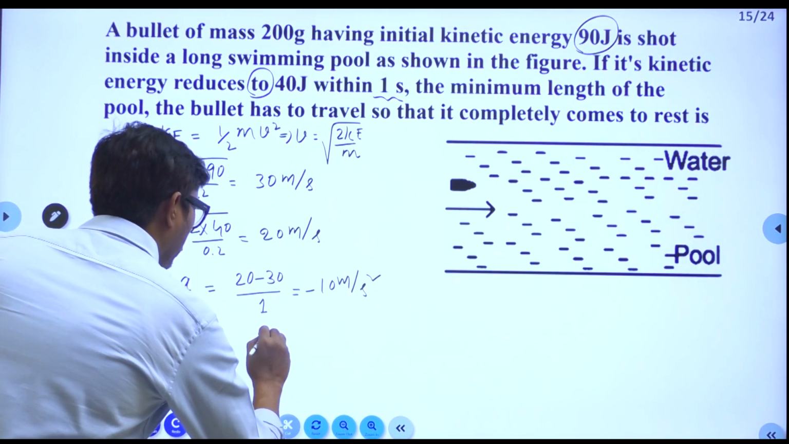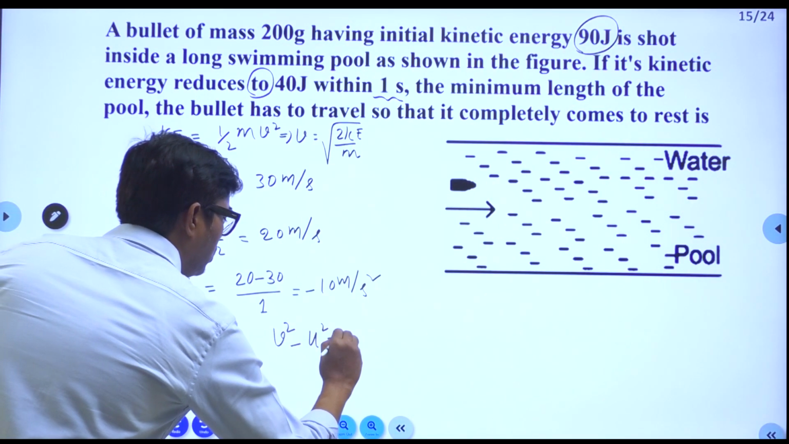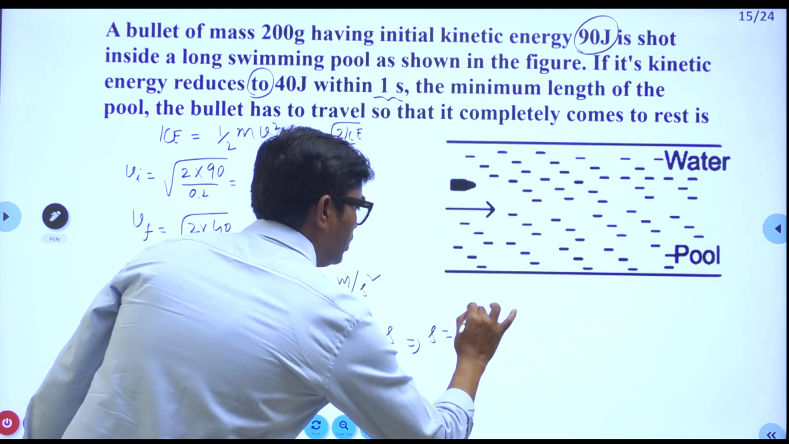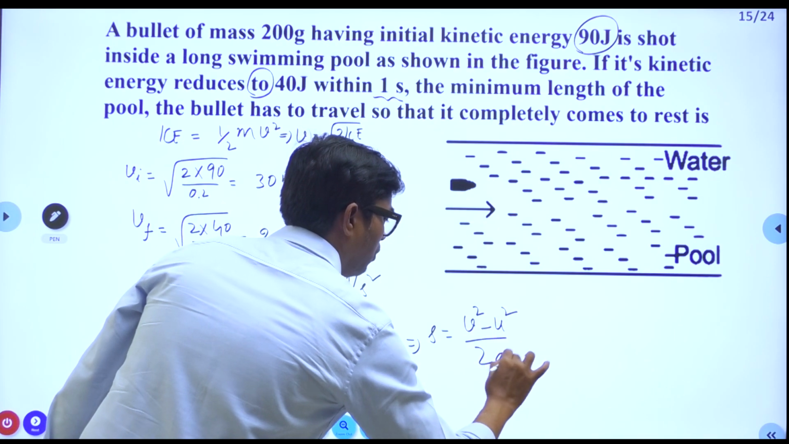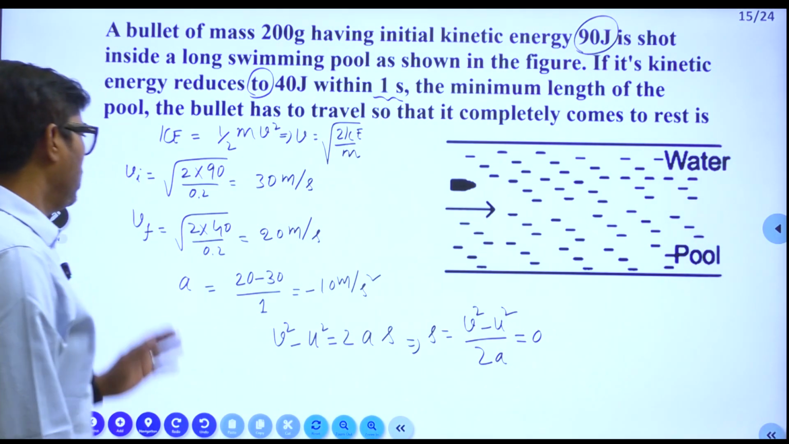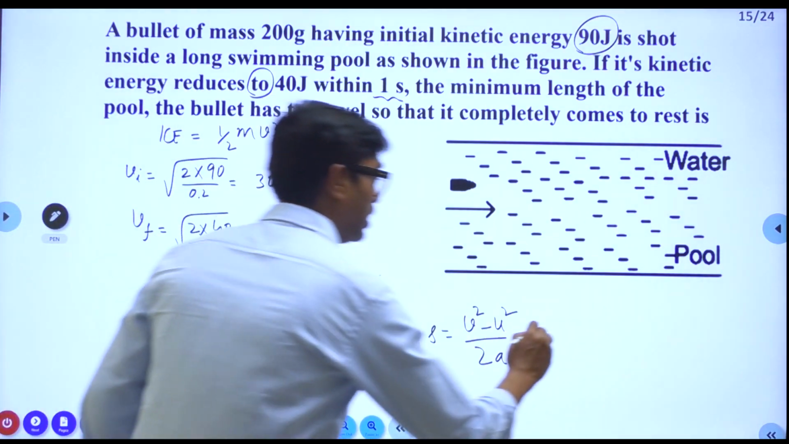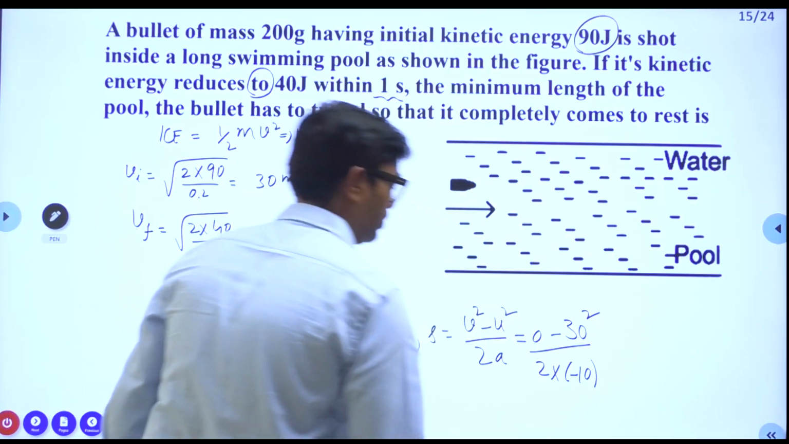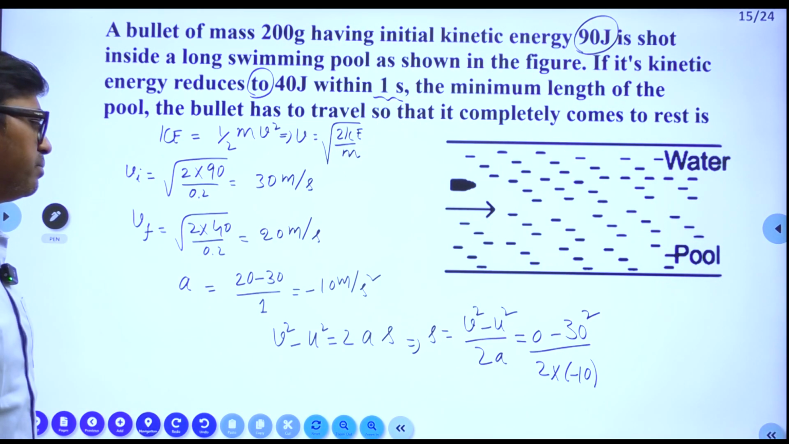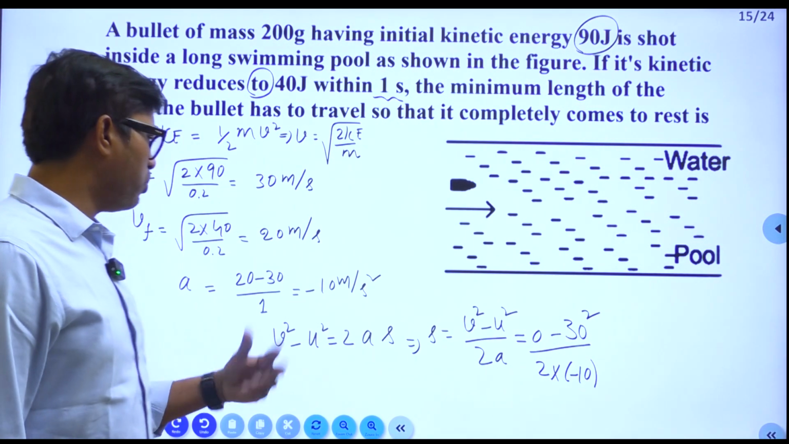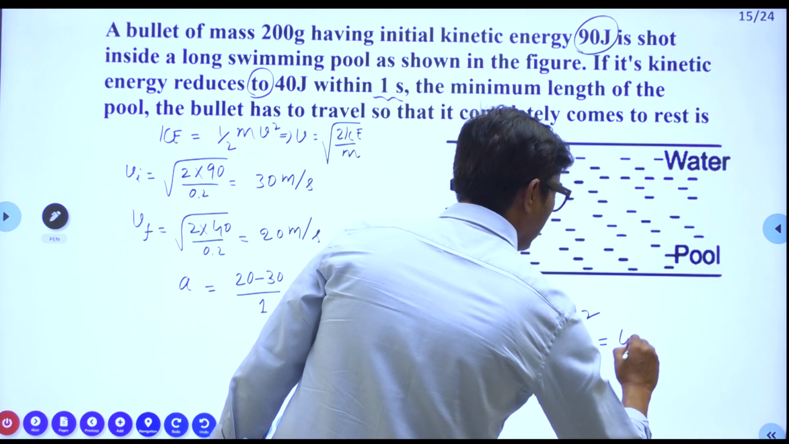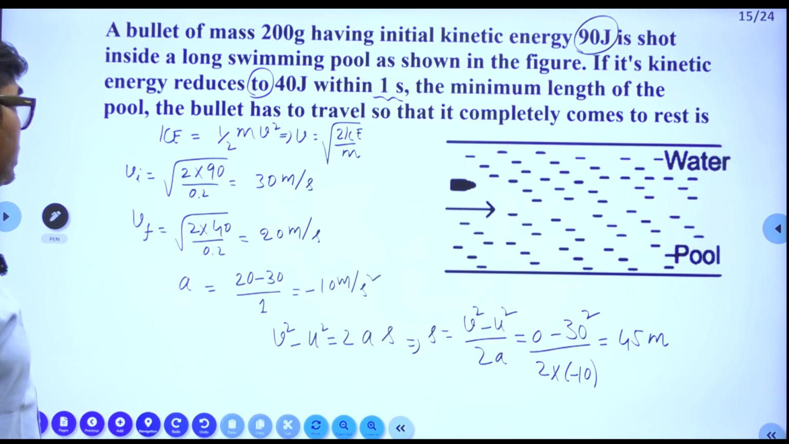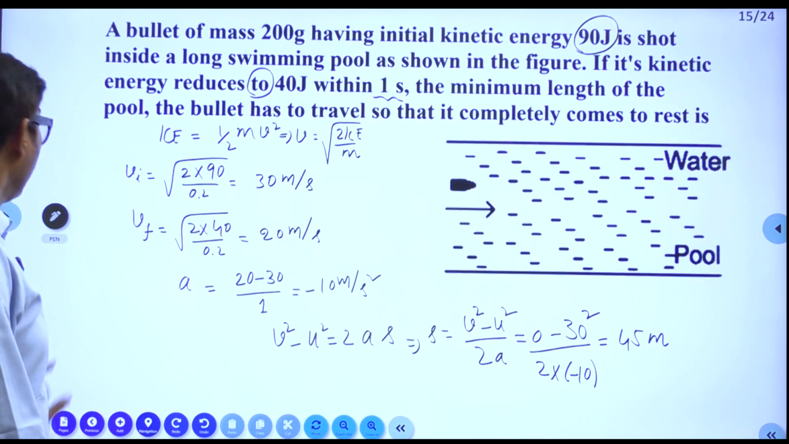So anyway, we can use this formula, v squared minus u square equal to 2as. Otherwise, s is equal to v square minus u square by 2a. v is 0, finally it has to come to rest. u is how much? 30 square. Starting from initially, I'm taking 30 square divided by 2 into a, which is minus 10. So 900 by 10 will give you 90, by 2 will give you 45. 45 meters is the distance it travels completely from the beginning before it comes to rest. That much water you require.